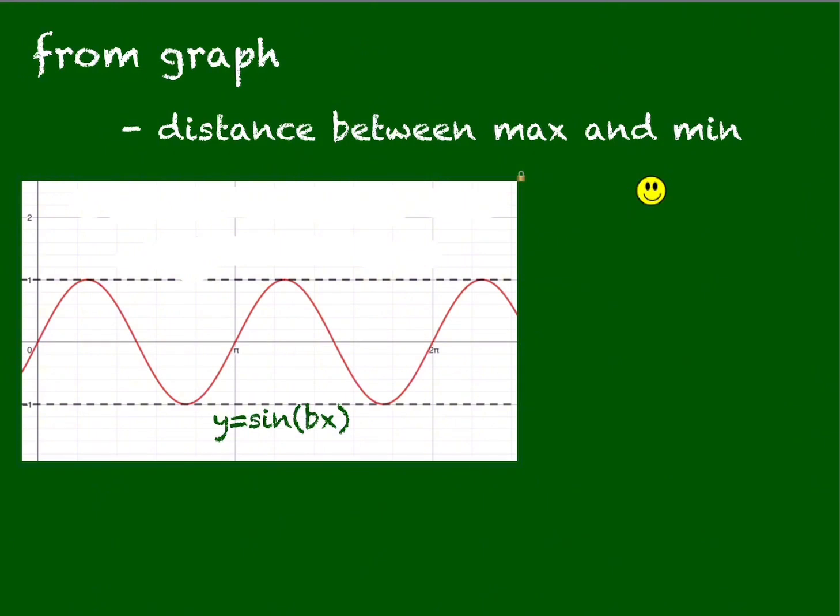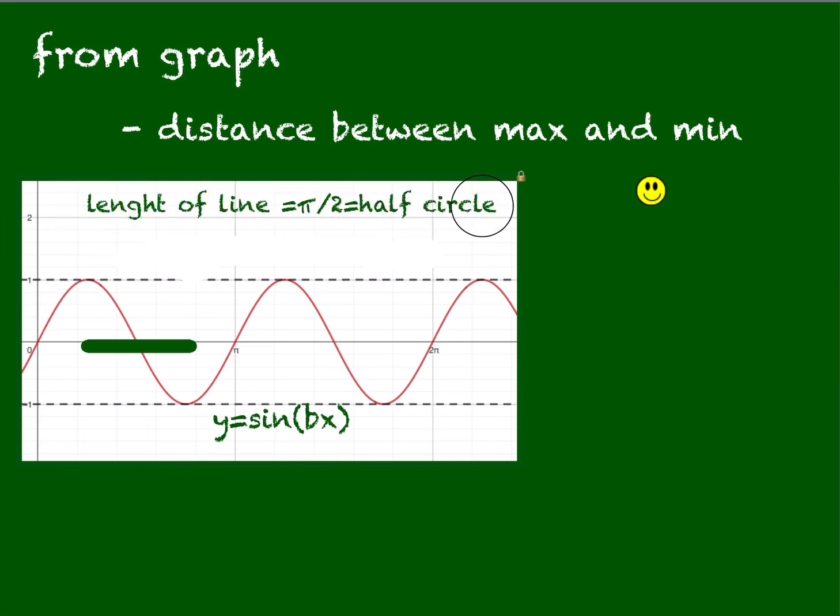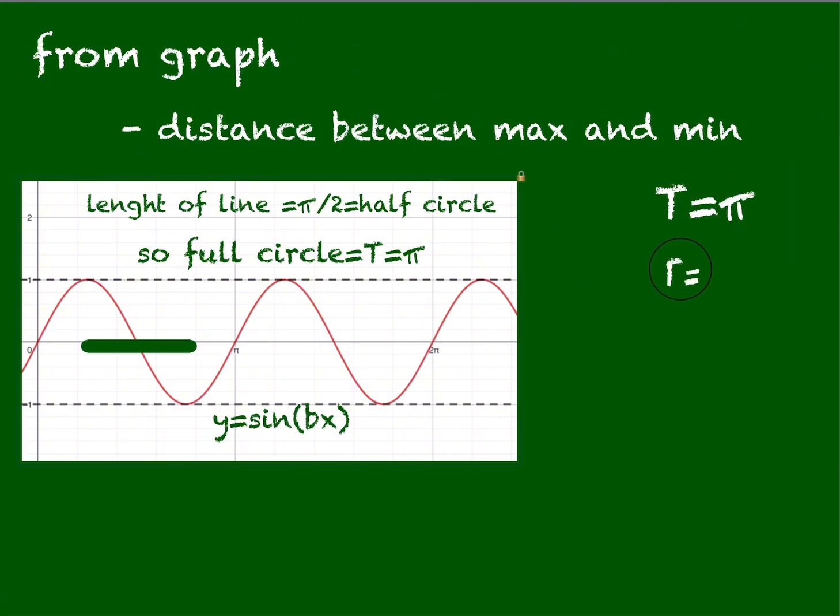We can use the distance on the x-axis between the maximum and minimum points as well. But it is a half cycle, so we need to multiply by 2 to get the period of the function. Again, the rest of the calculation shows us that B equals 2.